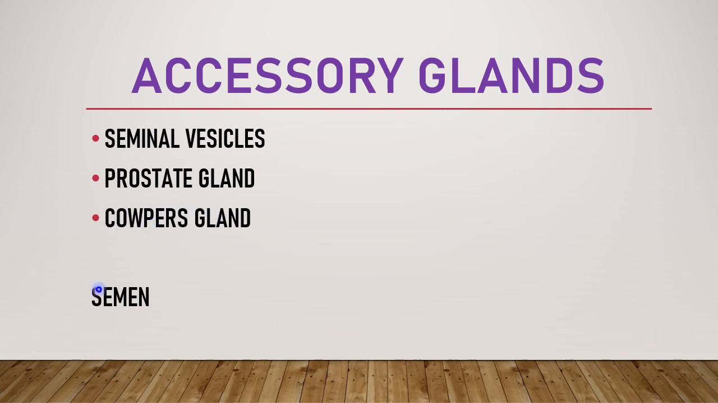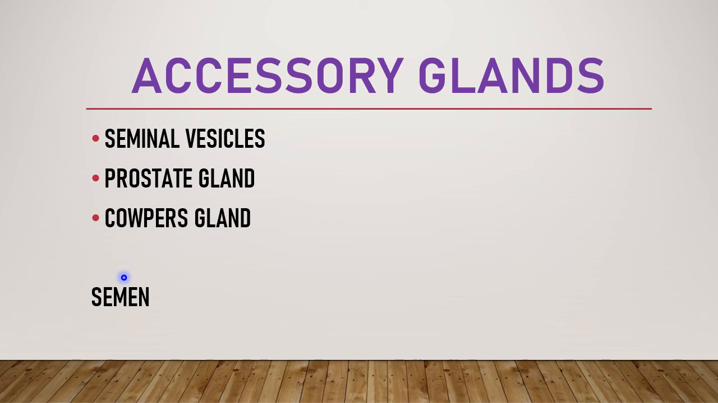Next, the last part of today's topic: what is semen? Semen is a fluid which is ejaculated during sexual intercourse. It is a whitish fluid which contains the sperms, or spermatozoa. And this semen is a mixture of the secretions from the seminal vesicle, from the prostate gland, and from the Cowper's gland.